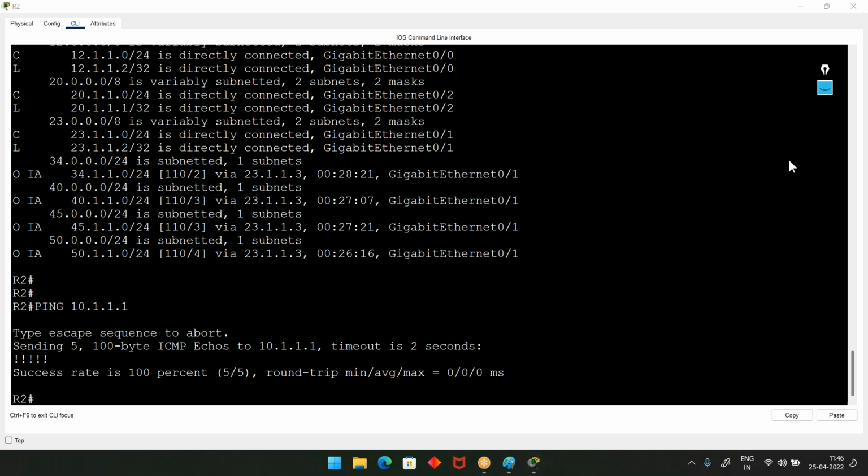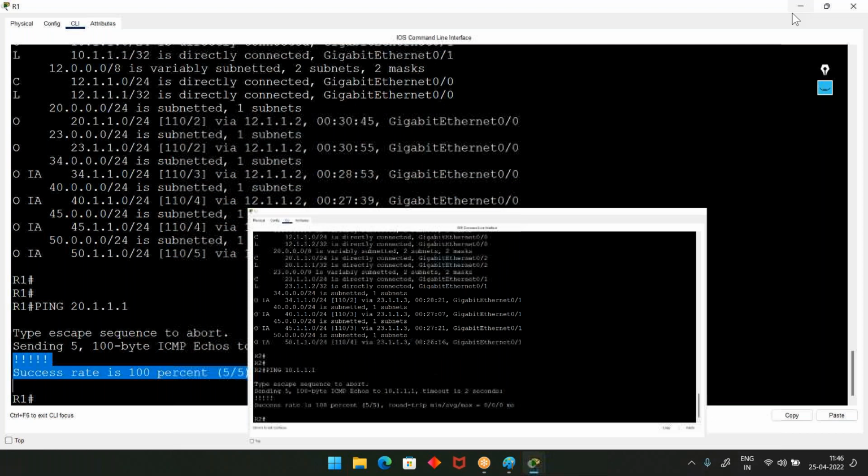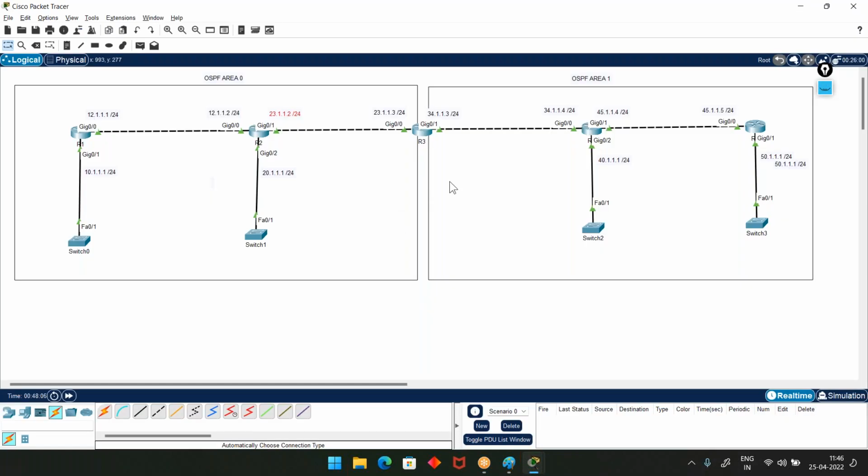Still any doubt here, anyone? You can ask me. Sir, is it possible to have more than one ABR in one network of 5 to 6 routers? Of course, yes, it is possible. You can configure n number of ABRs here as per your requirement. No issue.